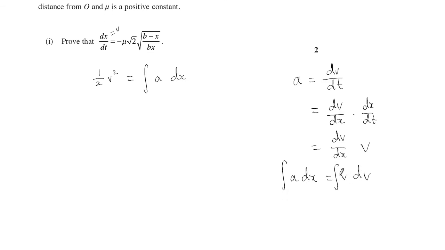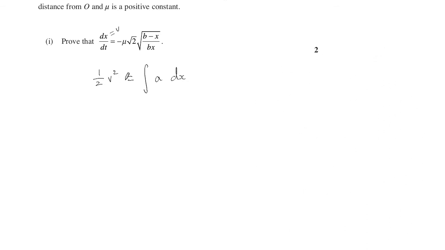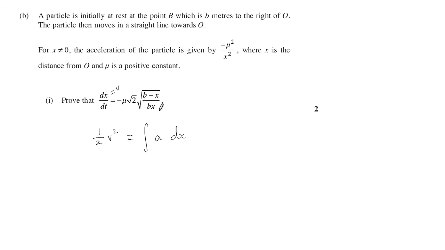So on the right-hand side there, we've got integral v dv, which is half v squared, plus a constant, but we don't really need that here, because there'd also be a constant on the left. So that's where that comes from. But you don't need to go through that whole thing there, you just need to remember that. Okay, so we've got integral of, that's the acceleration there, minus mu squared on x squared dx. So that'll give us mu squared on x when we integrate that.